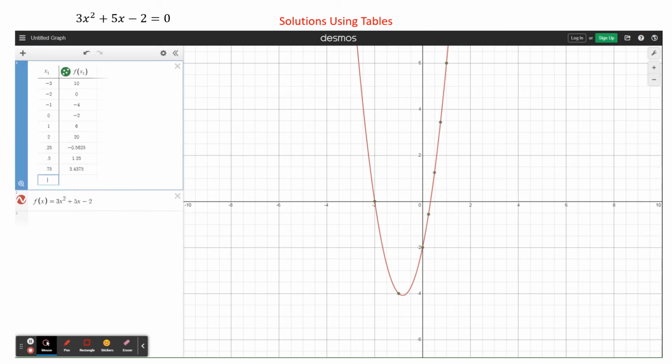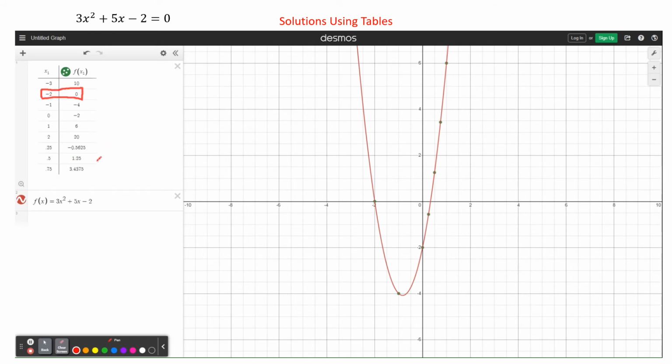So let's try a few extra points, 0.25, 0.5, 0.75. So now that's zoomed in there, we can see it happens in between 0.25 and 0.5. So between a quarter and a half. And we could keep zooming in, or maybe we'll just have to estimate. So we know it happens at -2. And then also somewhere between 0.25 and 0.5.